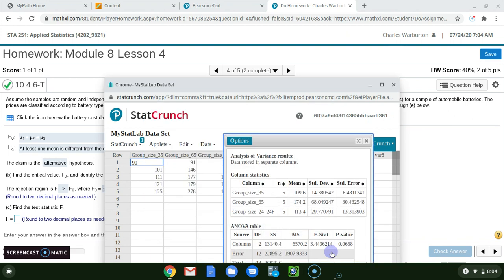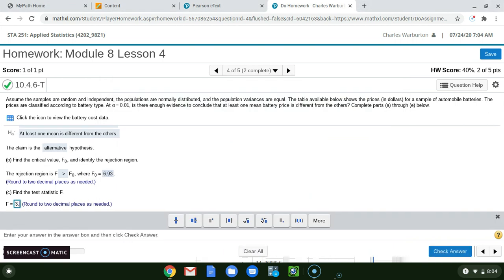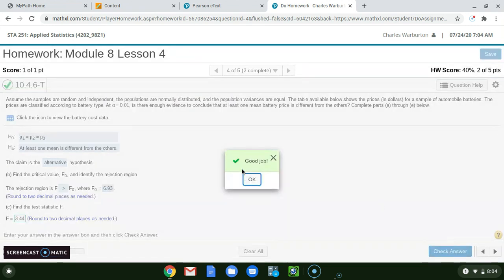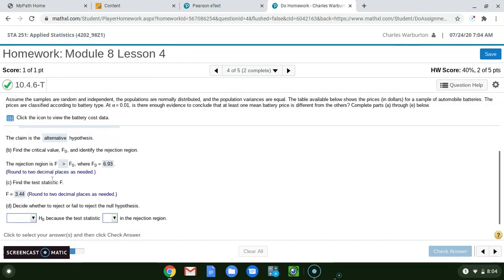Hit compute, and that will give me my F statistic right there. F statistic 3.44. Okay, that's it. So now I can compare my F statistic to my critical value. It is not greater. Remember, it has to be more extreme. It has to be greater than my critical value. It is not. So I do not reject the null hypothesis. Fail to reject the null hypothesis because it's not in the rejection region.